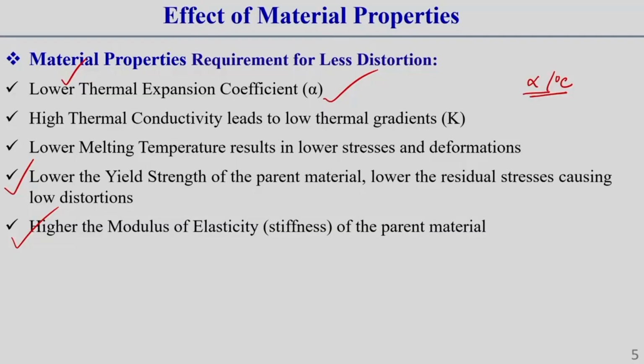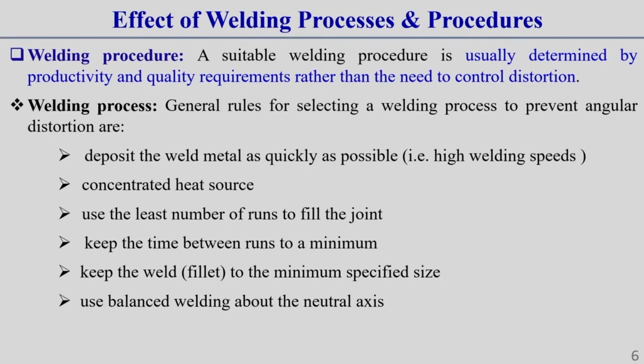Now, what is the effect of welding procedure and processes? That also we should know. Now, we will discuss in detail in this slide the effect of welding procedure and welding processes on welding distortion. Welding procedure has a significant effect on welding distortion. Here one thing you should keep in mind: a suitable welding procedure is usually determined by the productivity and quality requirement rather than the need to control distortion.